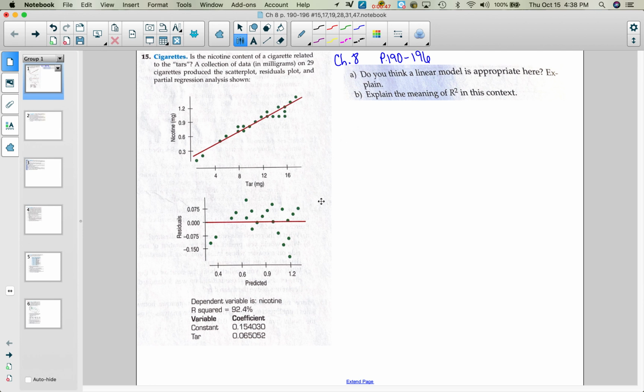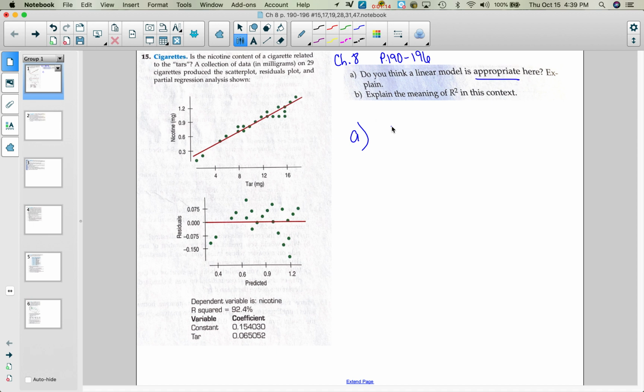This is typical of what you might expect to see on an AP exam where, and I told you this before, they don't give you the data, they give it to you in graphical form, or they might give you some computer generated output, and so we just have to know how to view that. So this question says, part A, do you think a linear model is appropriate here? Explain. So to tell if it's appropriate, you're going to look at a couple things.